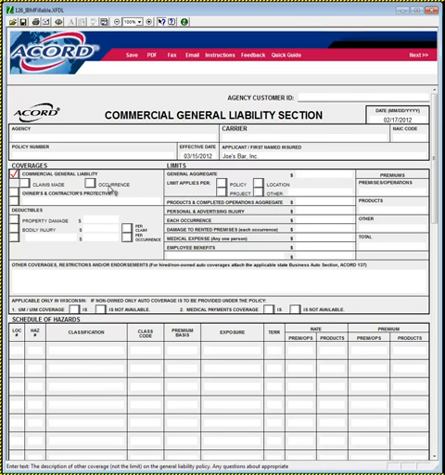Okay, claims made and occurrence, the difference between the two is basically on a claims made policy, the policy in force at the time the claim is made is the policy that pays the claim. On an occurrence-based policy, the policy in effect at the time the occurrence happened is what policy pays the claim.